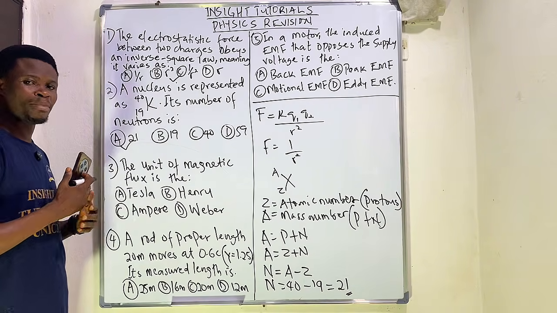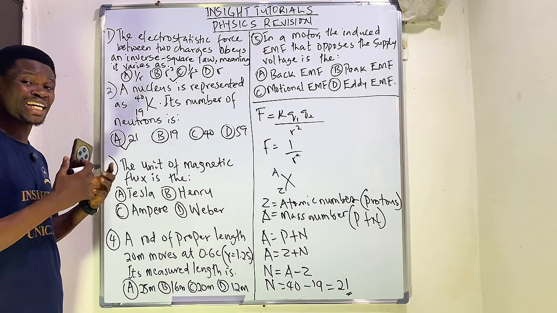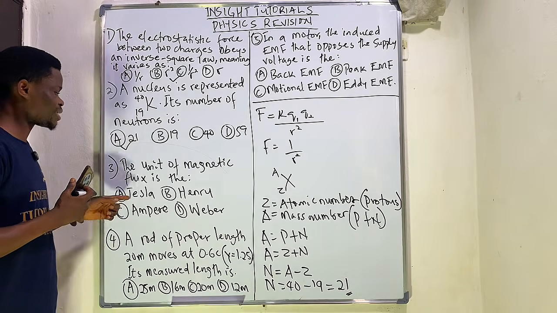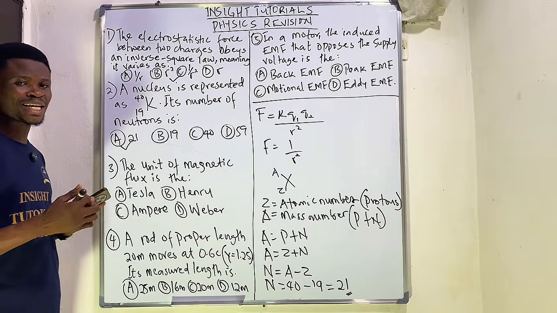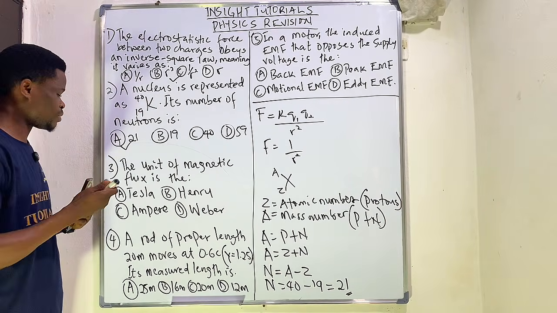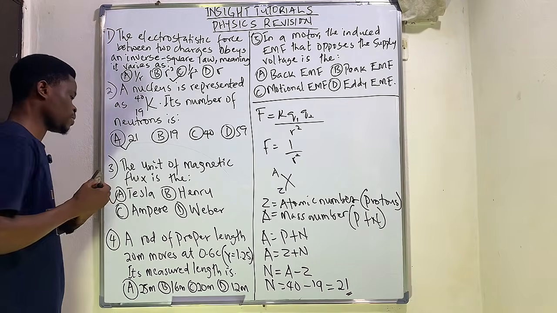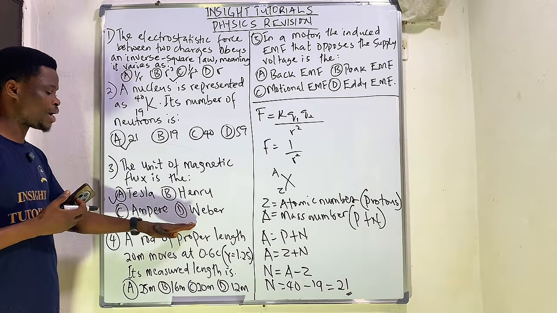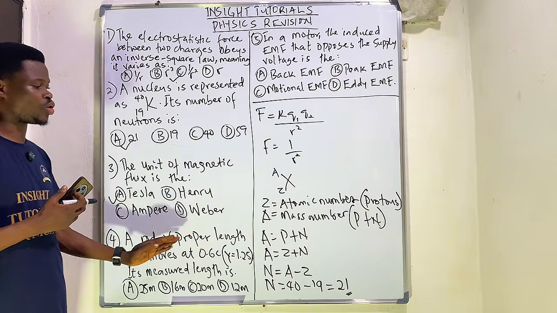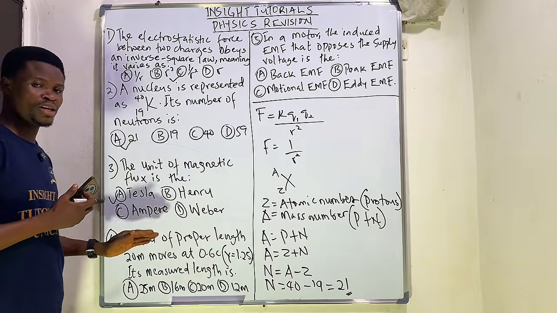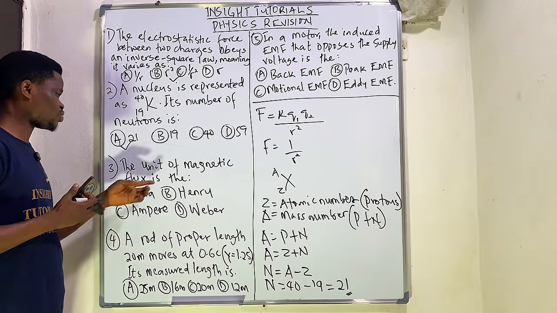Weber is used in measuring the magnetic field strength, or you call it magnetic flux density of a particular material medium. Tesla here is a correct answer for magnetic flux in terms of its units, right? So option A is correct. Don't forget, Henry is to inductance, Weber is to magnetic field strength, or magnetic flux density, Ampere is to current, Tesla is to what?